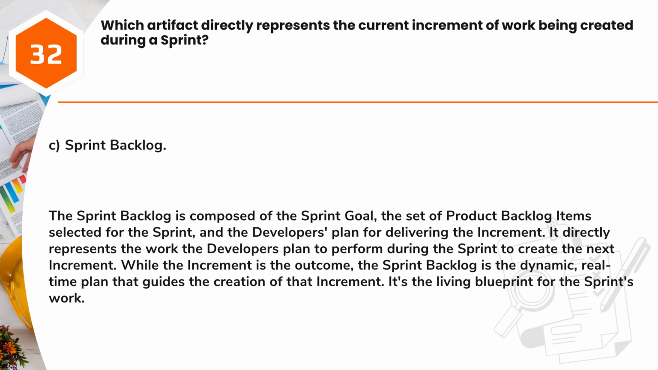Answer, C. Sprint Backlog. The sprint backlog is composed of the sprint goal, the set of product backlog items selected for the sprint, and the developers' plan for delivering the increment. It directly represents the work the developers plan to perform during the sprint to create the next increment. While the increment is the outcome, the sprint backlog is the dynamic, real-time plan that guides the creation of that increment. It's the living blueprint for the sprint's work.